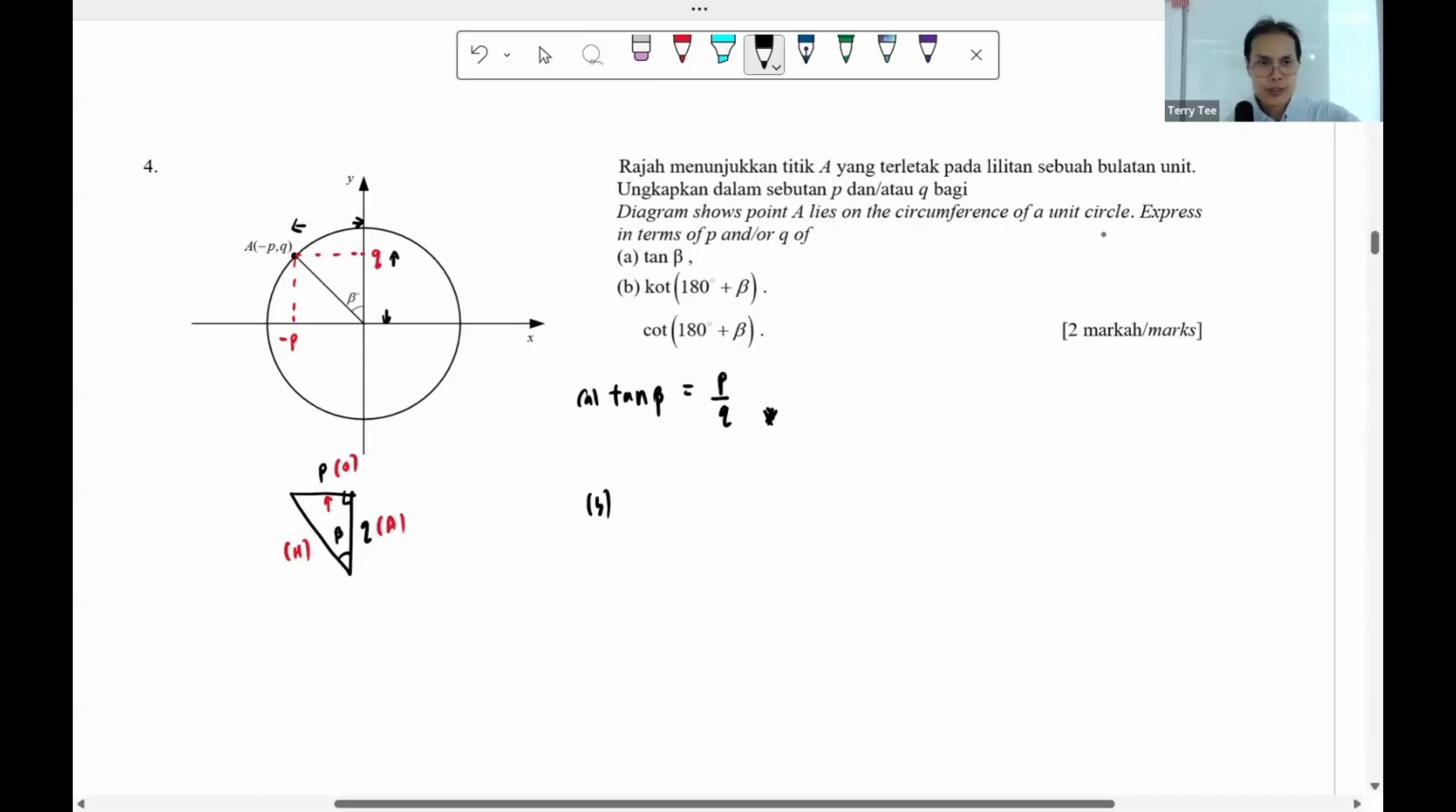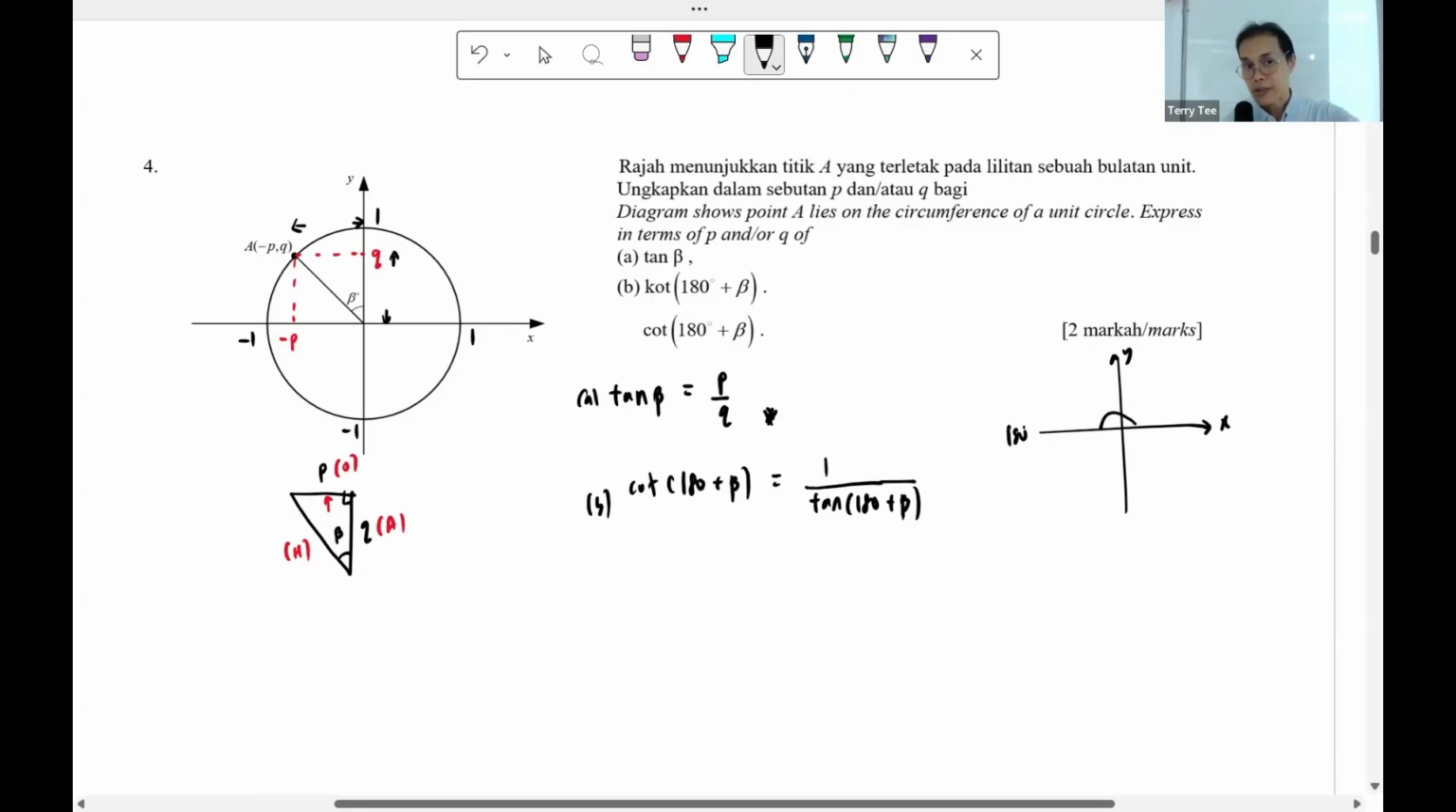Next, part B. By the way, they say this is a unit circle. Unit circle simply means it's a circle with a radius of 1. So it looks like this, but we don't really need that 1 there, right? We don't need the value. Next one, cotangent of 180 plus beta. As per the definition, cotangent is 1 over tangent. There is a 180 plus beta. Remember for trigonometry, angle is measured from the positive x-axis. So 180 will be up to here, right?